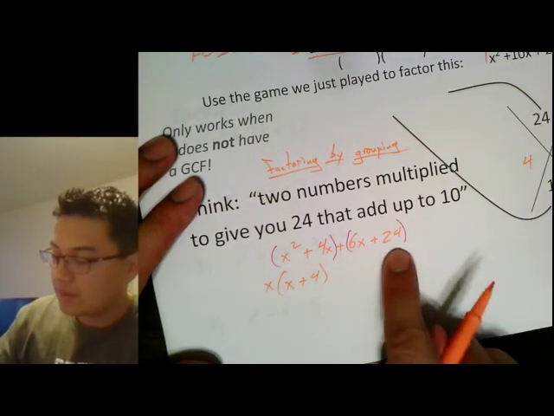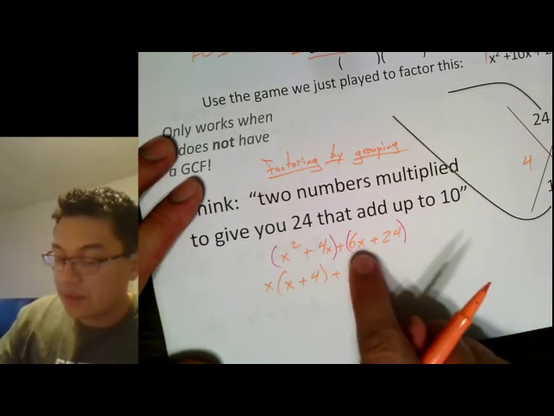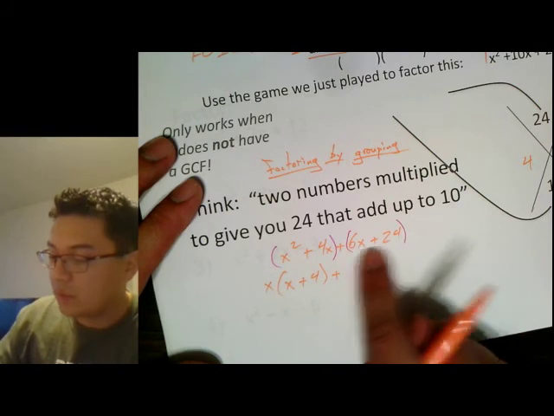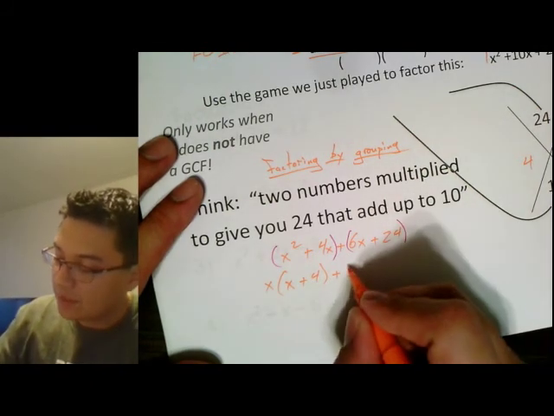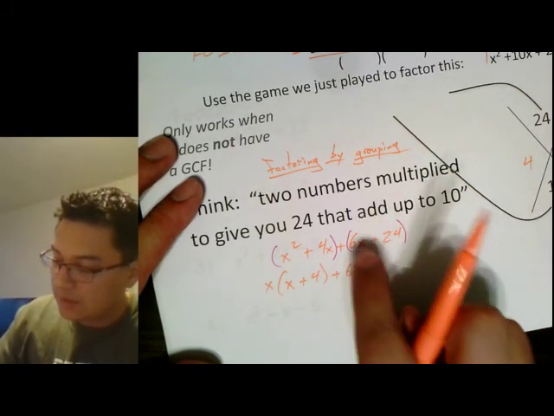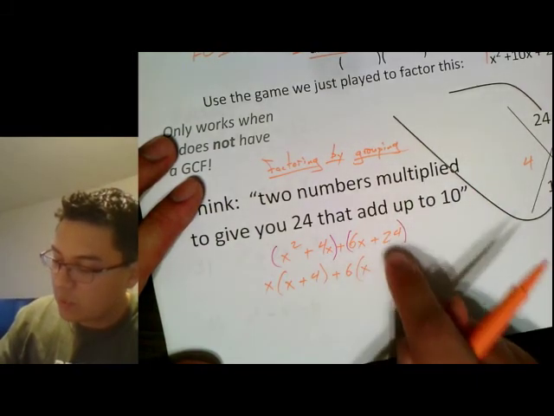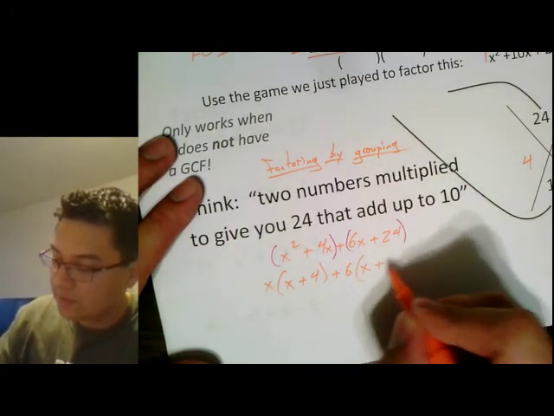Okay. Now we're going to do the same thing here. The greatest common factor that we can pull out of both of these is 6. So we're going to pull out the 6. 6x divided by 6 is x, and 24 divided by 6 is 4.